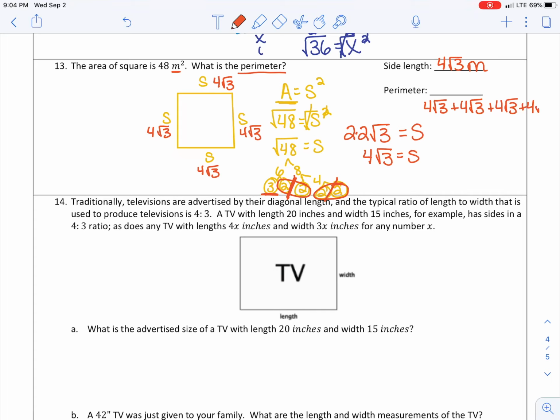And we know with adding radicals, they have to be like, and every single one of these radicals is like because they all have a 3 underneath the radical. So we're just going to add up all of my outside numbers. 4 plus 4 plus 4 plus 4 gives me 16, and then my root 3 stays the same. So 16 root 3 meters is going to be my perimeter around my square.